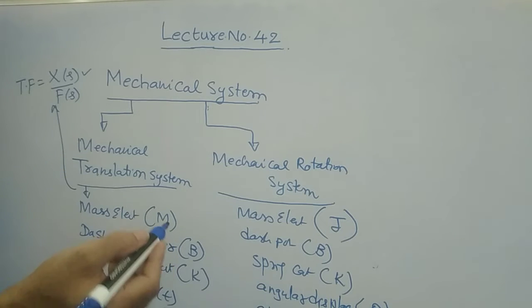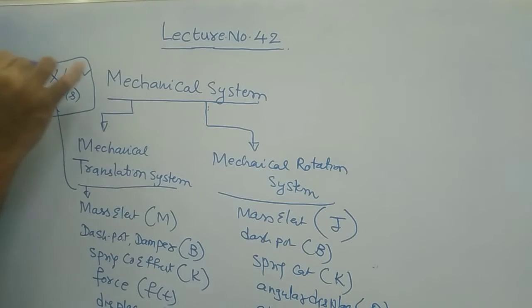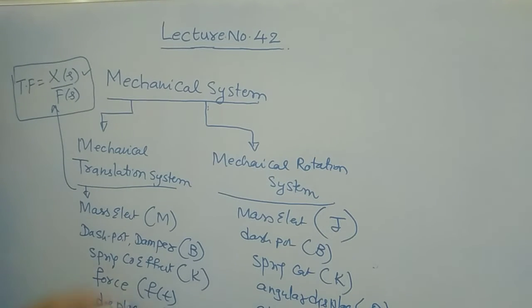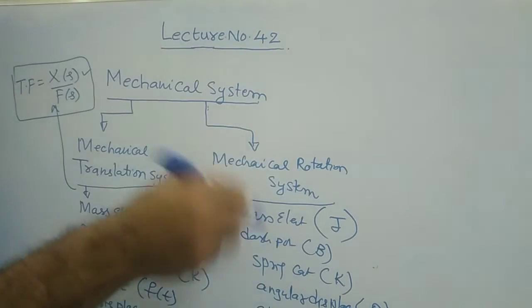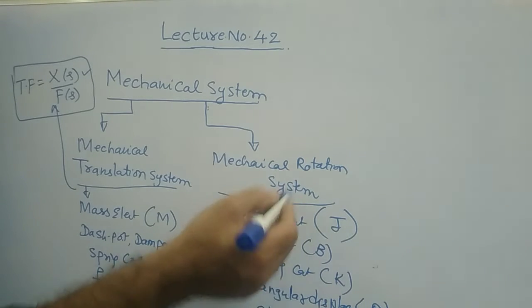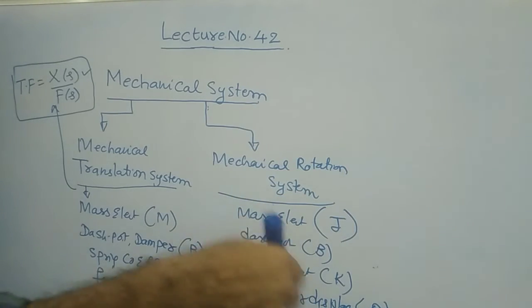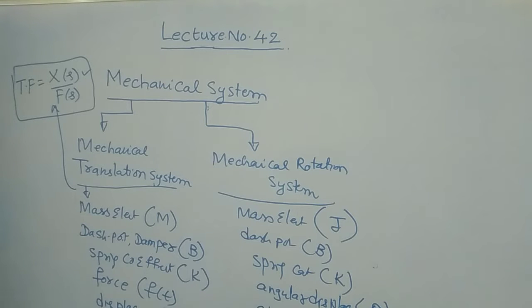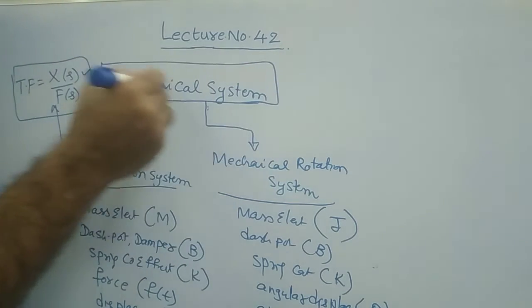If you take the Laplace transformation of your displacement x of t, that is x of s, and the input is f of t, force. If you apply Laplace transformation to f of t, it is f of s. Therefore, this is the transfer function we have to obtain for this case. Similarly, for the mechanical rotational system, theta is the output, whereas torque is the input. By applying the Laplace transformation, theta of s by T of s is the transfer function. Clear?